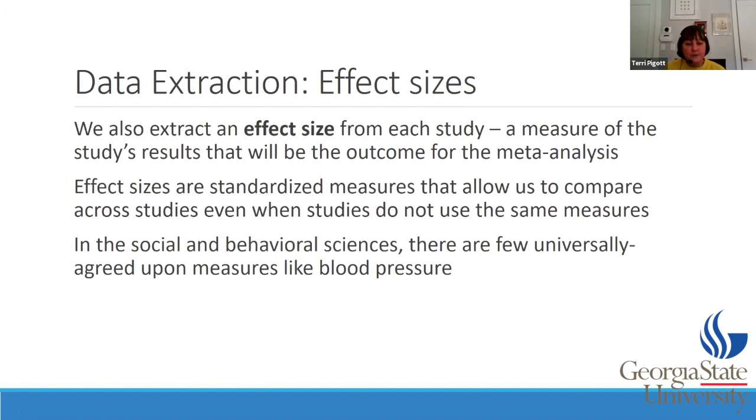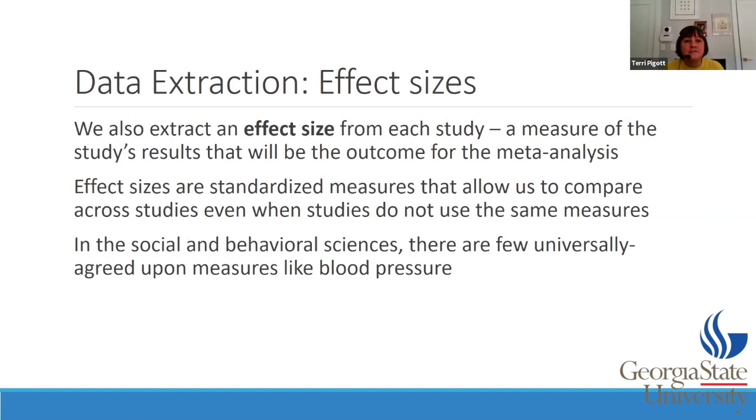Okay, so let's move on then from talking about coding important issues of the studies that we might use in a meta-analysis to coding and extracting effect sizes. In a meta-analysis, the key piece is that we're extracting an effect size from each study. This measure of the study's results, this effect size, is going to be the outcome for the meta-analysis. The best way to think about effect sizes is that they're standardized measures that we get from every study, and that allows us to compare across studies, even when studies don't use the same measures.